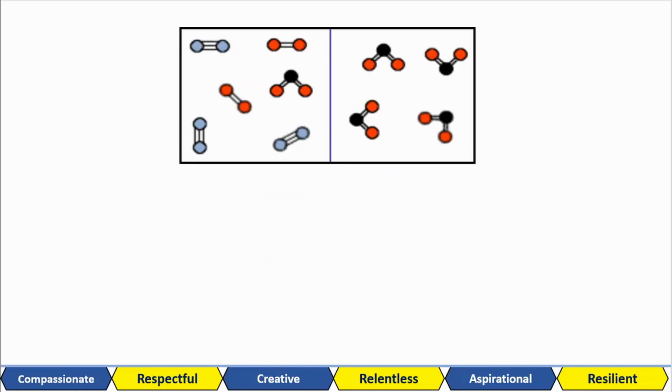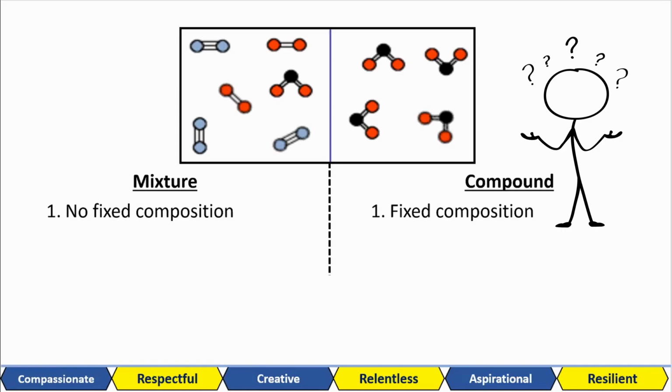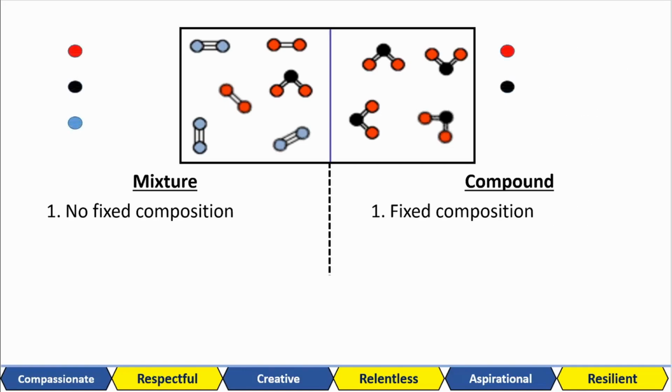Mixtures and compounds have 2 important differences that you need to be aware of. First, mixtures have no fixed composition, while compounds have a fixed composition. What does that even mean, you might ask me? Well, let's tally up the different atoms that we have on both sides.